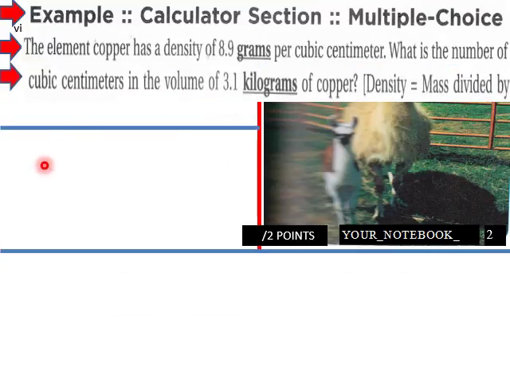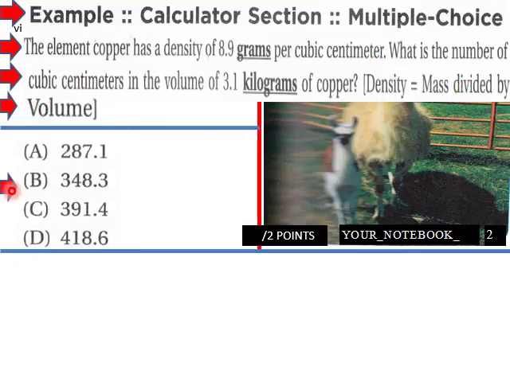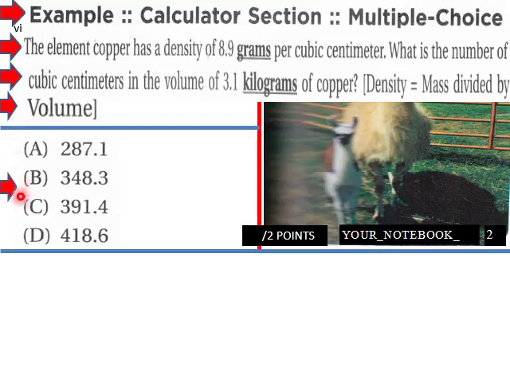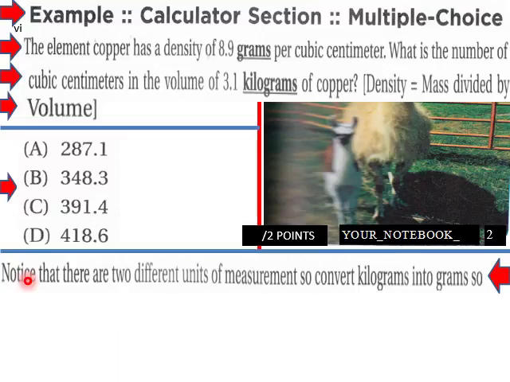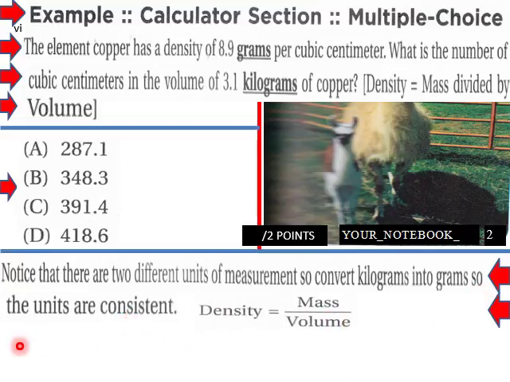The element copper has density 8.9 grams per cubic centimeter. What is the number of cubic centimeters in the volume of 3.1 kilograms of copper? Density equals mass divided by volume. So in this problem, they've given us these possible solutions. Notice there are two different units of measurement, so convert kilograms into grams, so the units are consistent.